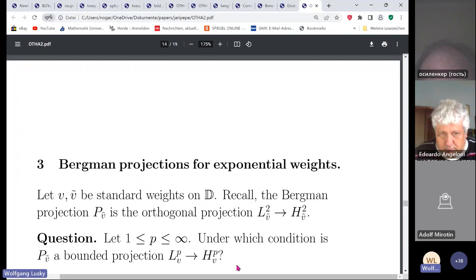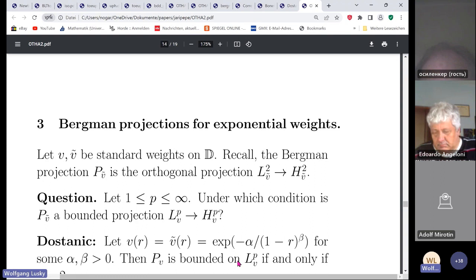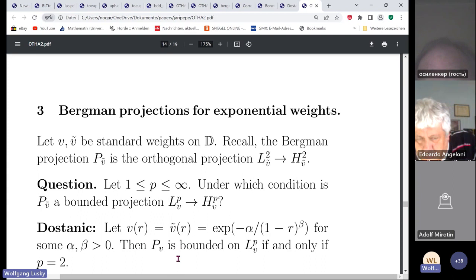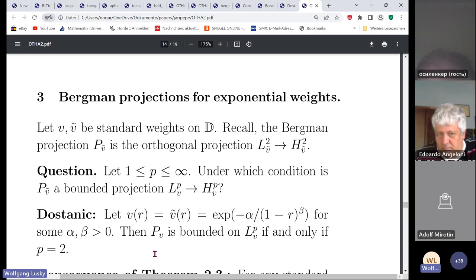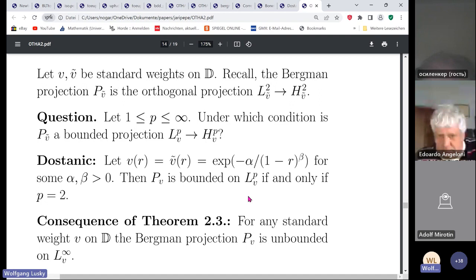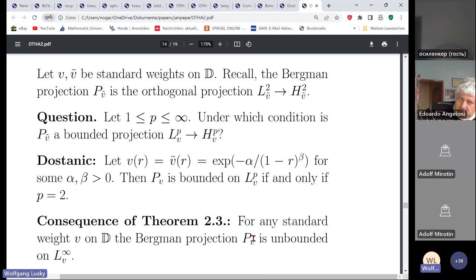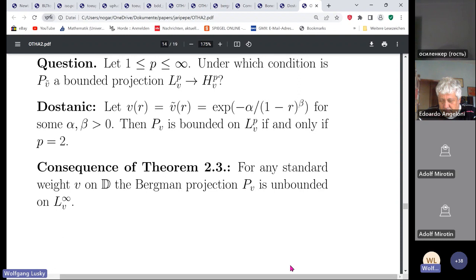Now, let me give some results here. If we go back to the exponential weights, of course, one would start settling this question by first considering the case V equal to V tilde, and then there is nothing. So P sub V is bounded on L^p sub V if and only if p is equal to 2. And then, as an orthogonal projection, it becomes a norm 1 projection. Now, we have a consequence of theorem 2-3, where we found a bounded harmonic function such that the Toeplitz operator never was bounded. And this means, in particular, that the corresponding Bergman projection is unbounded on L^infinity sub V for any standard weight.